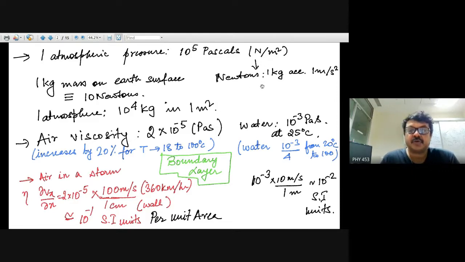So 1 newton is the force which is required to accelerate 1 kg of mass by an acceleration of 1 meter per second square, right? And on the Earth's surface, 1 kg of mass essentially gives 10 newtons force. So if you want to visualize what 10 to the power 5 pascal means, you essentially have 10 to the power 4 kg, which will give 10 to the power 5 newtons force in 1 meter square. So the pressure that we feel, which is of course balanced by internal pressure, is equivalent to 10 to the power 4 kg, or 10 tons, kept on 1 meter square.